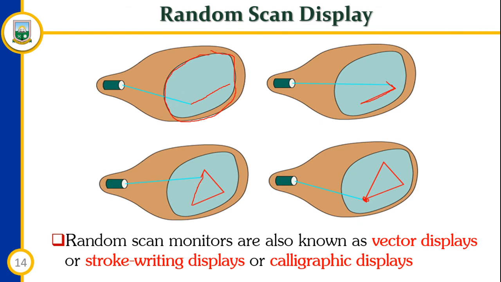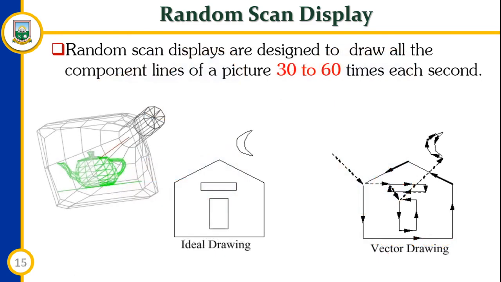So the random scan monitor is also sometimes termed the calligraphic display, vector display, or stroke writing display. So in an exam, if I ask you to briefly explain the stroke writing display, you should know that I'm talking about the random scan. As I told you, it is used to draw line segments. So the random scan displays are designed to draw all the components of the line of a picture 30 to 60 times each second.